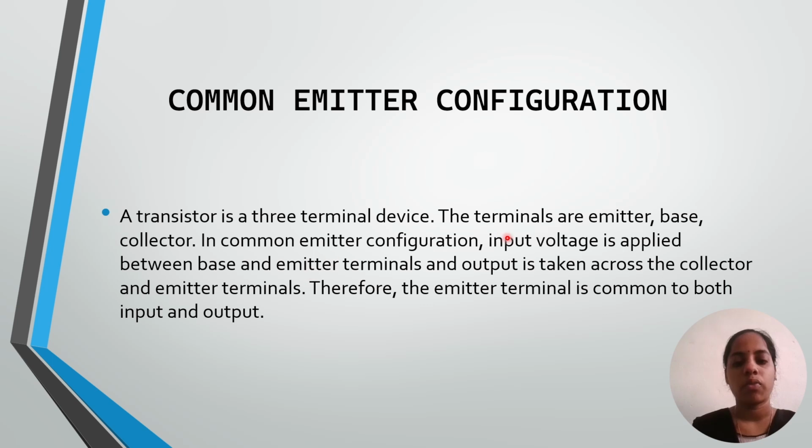In common emitter configuration, we take the input as base and emitter, and the output is taken at the collector. Therefore, the emitter terminal is common to both input and output. Here the emitter terminal is grounded, common to both input and output. The input is taken at the base terminal, whereas the output is taken at the collector terminal.